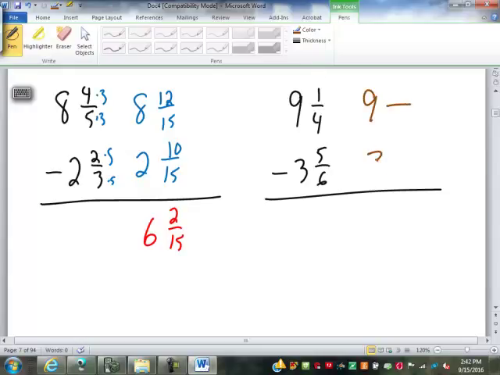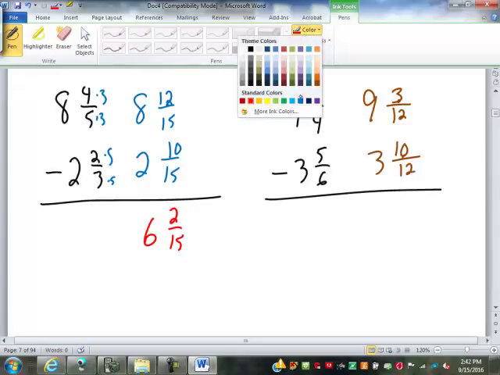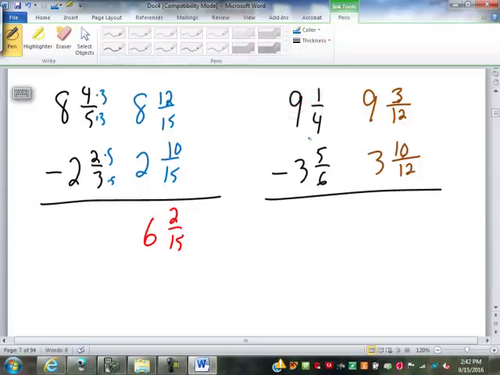Common denominator. 24 would work, but we could also use 12. What's going to go up here? 3. Good. How about down here? 10. Now we go to subtract. 3 12ths minus 10 12ths. What do you run into? Can't do it, right? So we got to borrow from the 9.